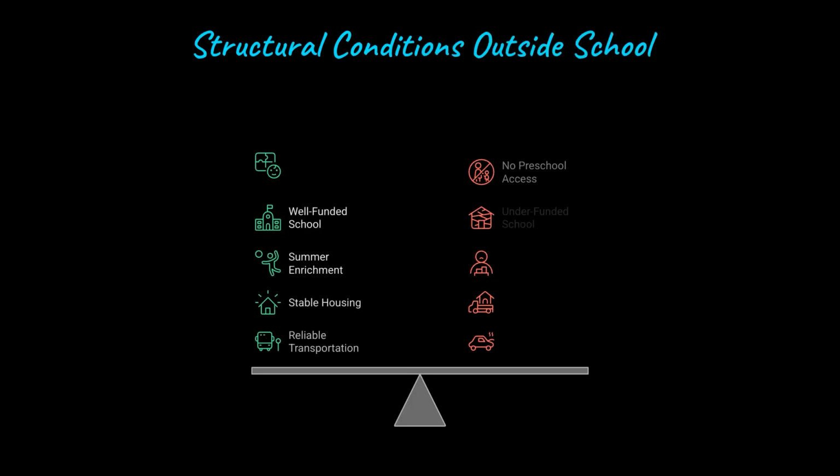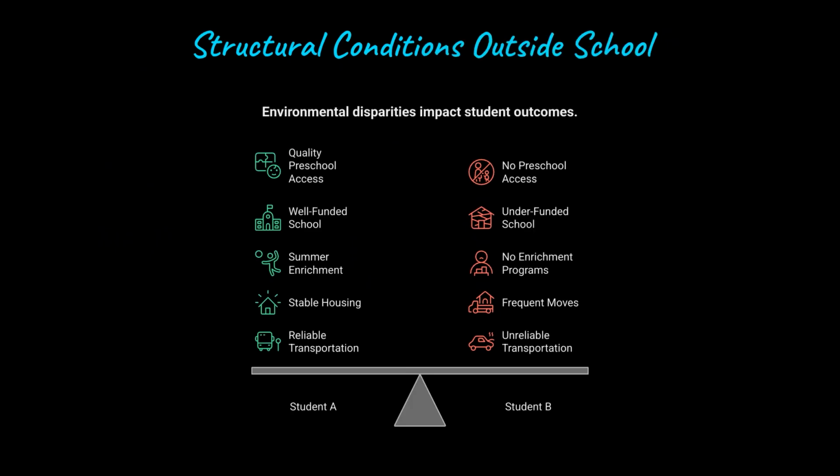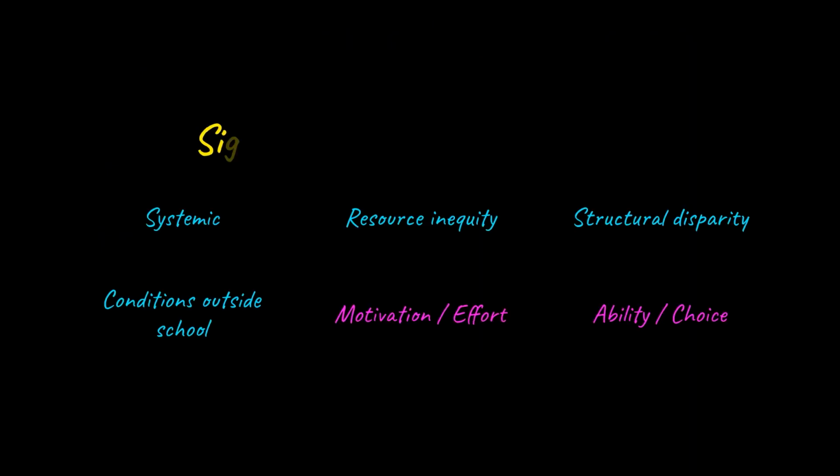The mechanism is structural. Two students may sit in equally excellent classrooms, but the conditions outside school, housing stability, neighborhood resources, family income, are not equal. Those upstream differences shape what each student brings to the learning environment.